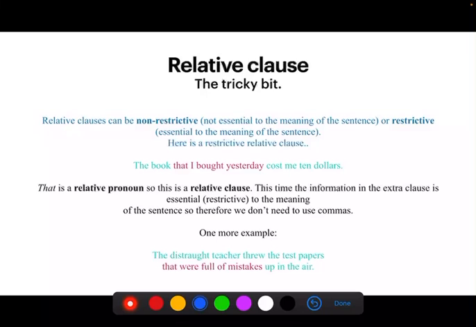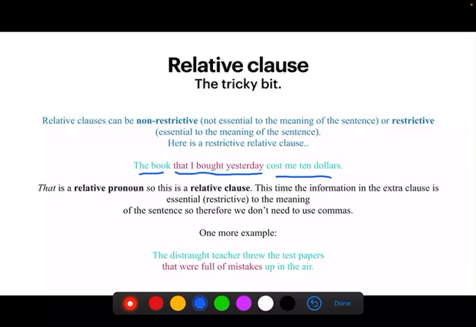For example: The book that I bought yesterday cost me $10. Now this extra information is not at all necessary. If we just say the book cost me $10, that is also okay. We don't need to know when the person bought it, correct? So that's why we don't have to use commas here. Okay, so this time the information in the extra clause is essential to the meaning of the sentence, so therefore we don't need to use commas.